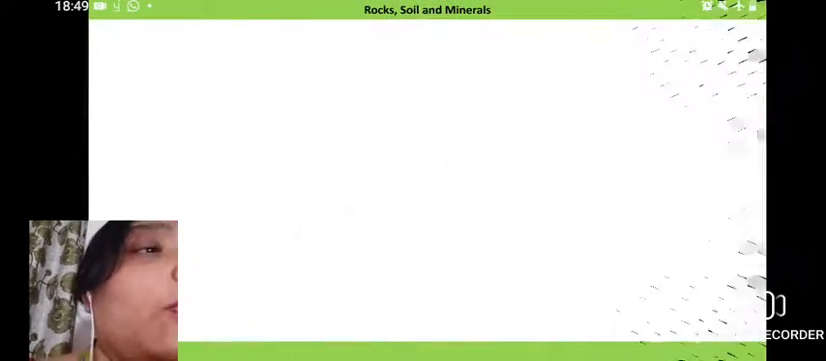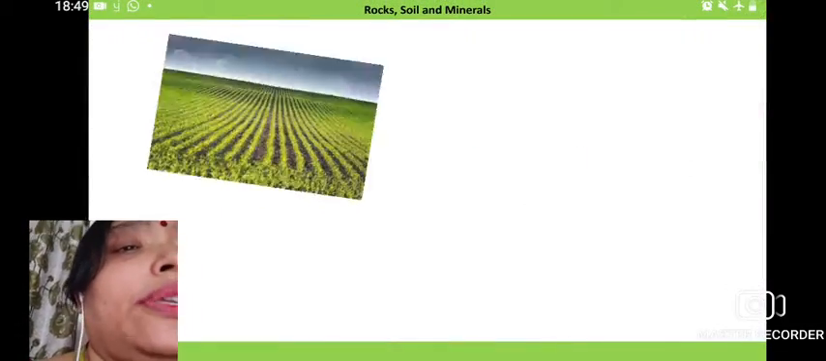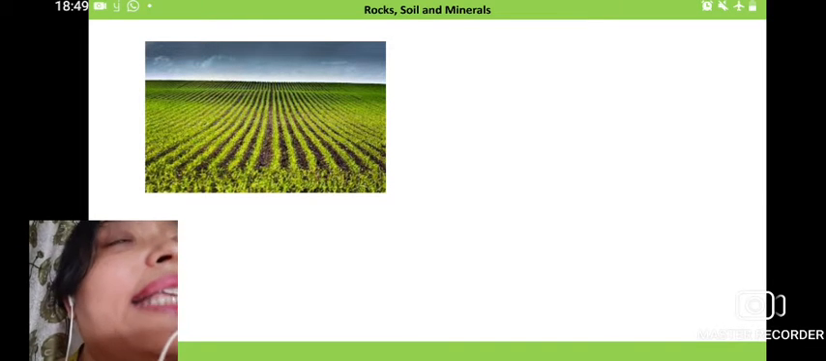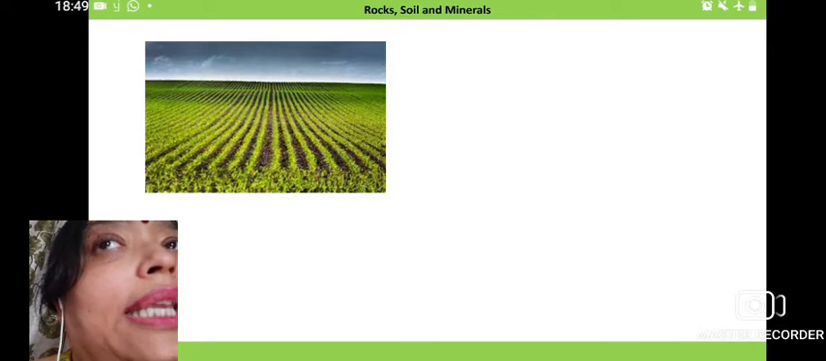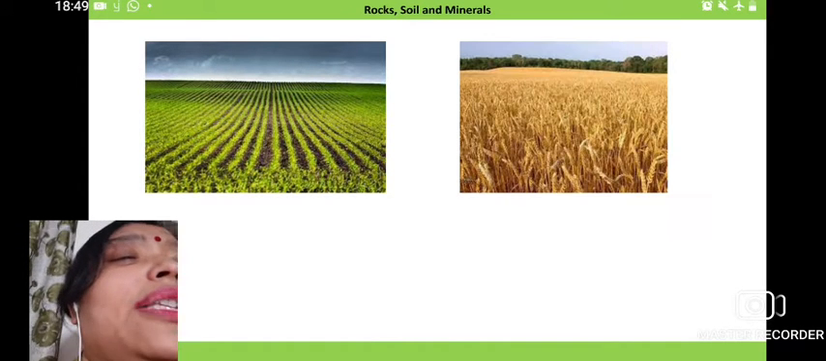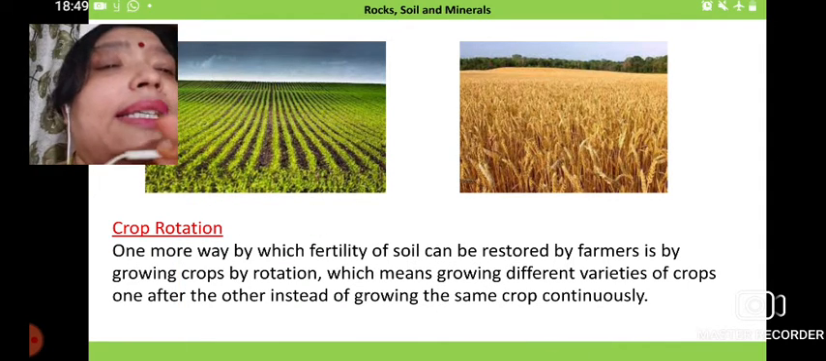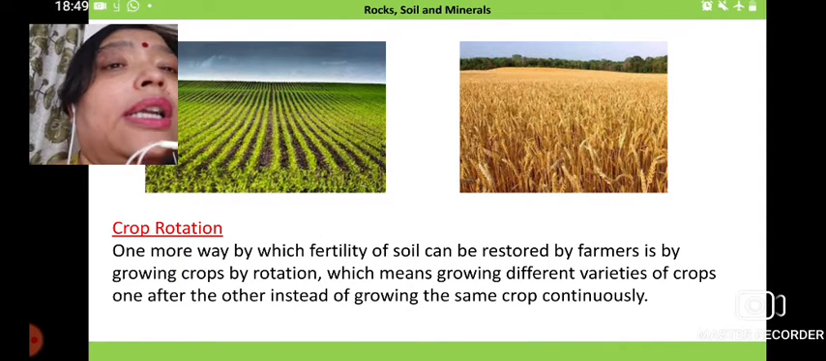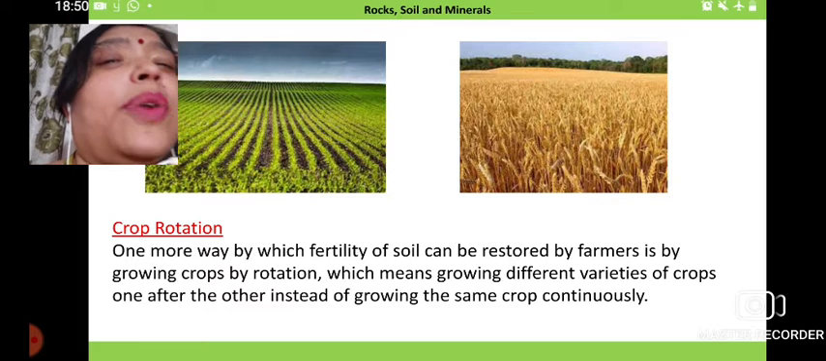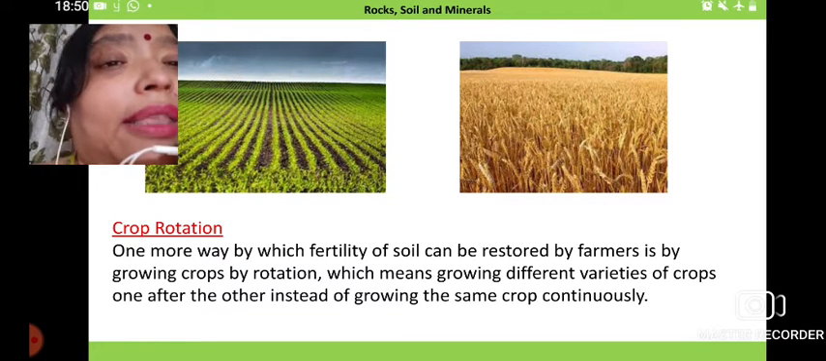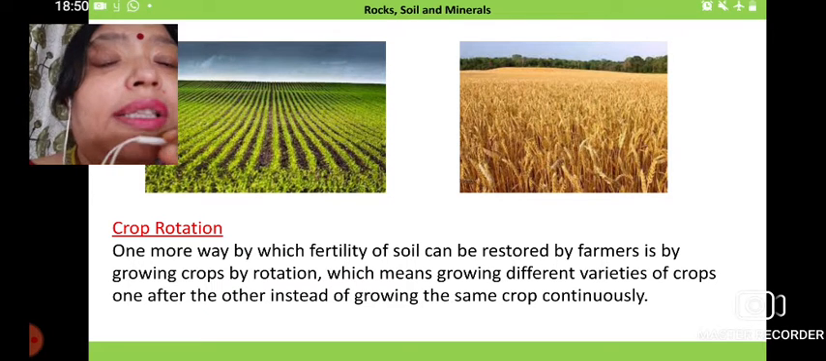Okay, this is done only to stop the soil erosion, and also because in hilly areas we get less fertile land, so whatever resources we get, we can do the cultivation in those areas. See, this is a lush green field with crop cultivation. Crop rotation is also a major method of conserving the soil.